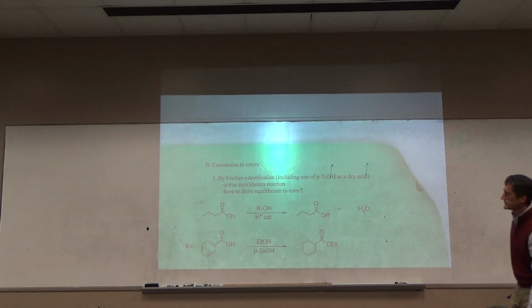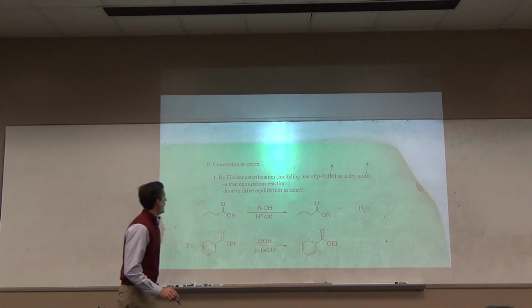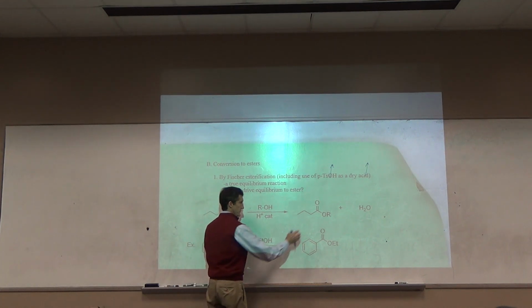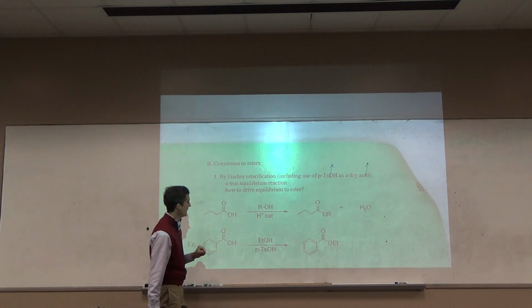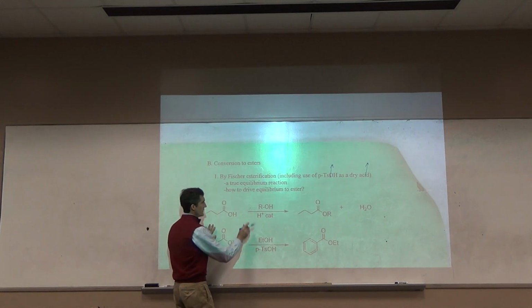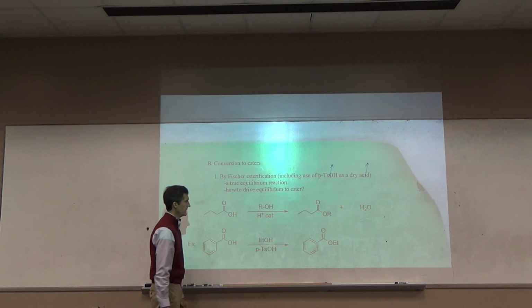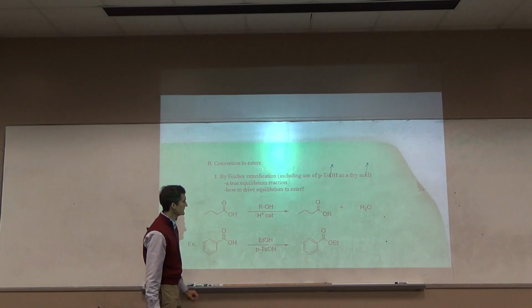Conversion to esters. We can convert a carboxylic acid to an ester directly. All right. This is done with an alcohol and an H plus catalyst. Strong acid typically when we say H plus catalyst.